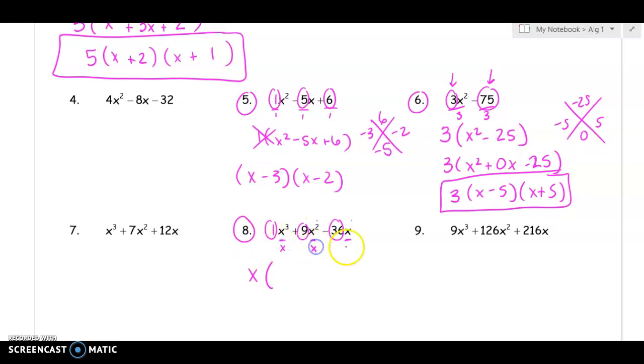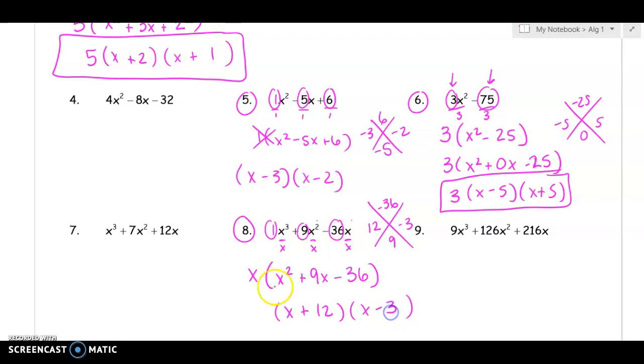What we're doing now is dividing by our GCF. So we're going to divide everything by x. X cubed divided by x is x squared. 9x squared divided by x is 9x. 36x divided by x is 36. And now we can do our box problem. It's got to multiply to be negative 36 and add to be 9. Those two numbers are going to be 12 and negative 3. So we put two sets of parentheses, x at the beginning of both. Positive 12 is a plus 12, negative 3 is a minus 3, and our GCF is still out in front. So it looks like that.